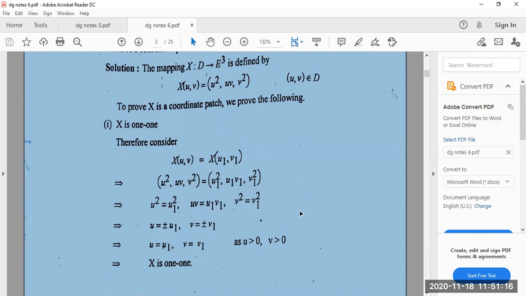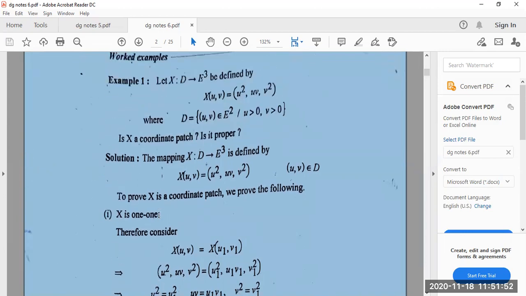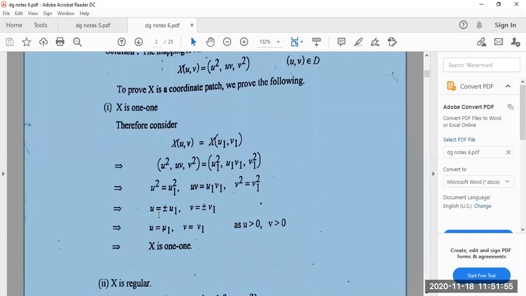Okay, so taking our mapping X of u v, u square, u v, v square, here also u square, u v, v square, and here u1 square, u1 v1, v1 square. So by coordinate-wise equality, you can have u square equal to u1 square, u v equal to u1 v1, v square equal to v1 square. So from this, by taking the square root, you can say that u is equal to plus or minus u1. But if you see our domain D, it is strictly greater than 0, so we cannot take the negative value. So we can say u is equal to u1 and v is equal to v1.